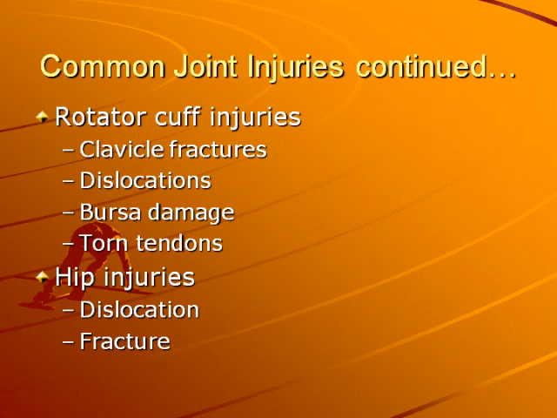Continuing with common joint injuries, specifically rotator cuff injuries, you've got to think about how complex the area of the shoulder is. There's a series of joints that provide range of motion there. The humerus, the clavicle, and the scapula, and then all of their connections with each other. So it's easy to see how injuries can occur to that specific area.